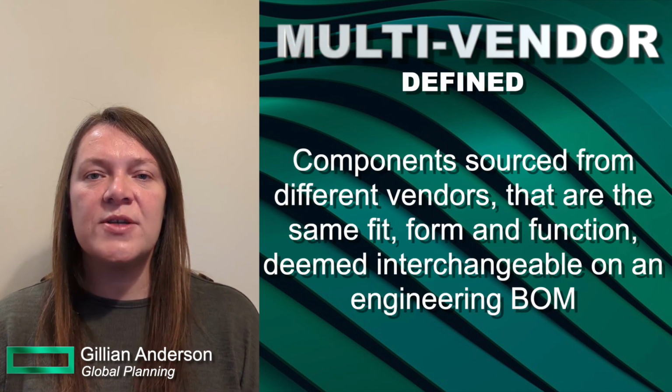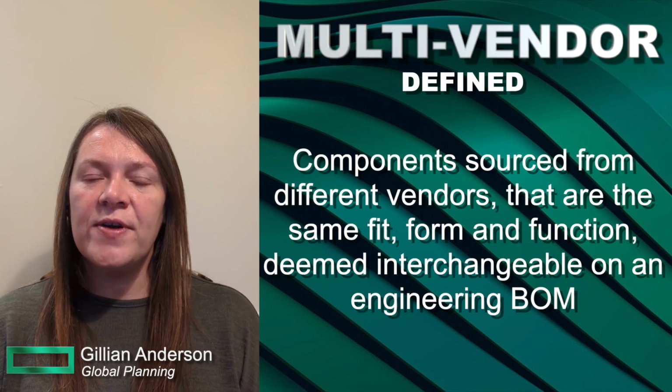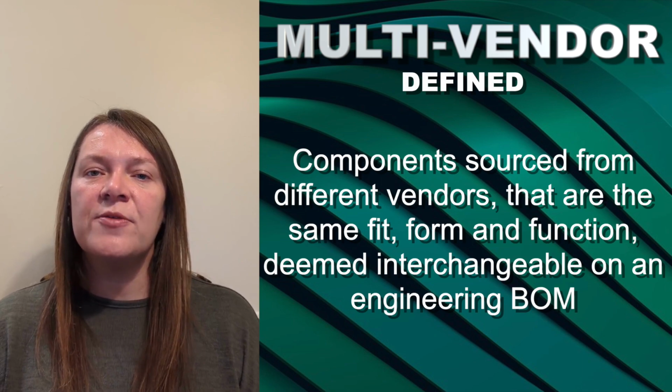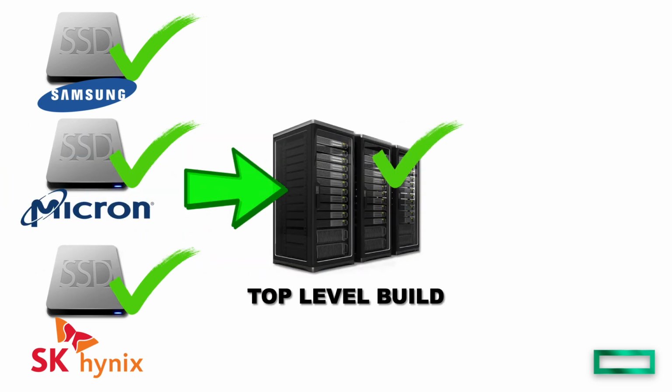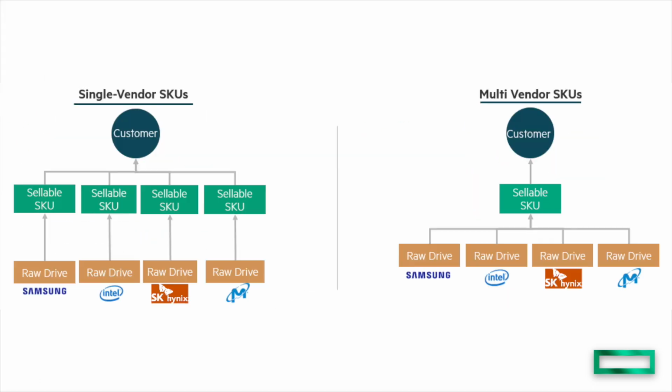The definition of multi-vendor is where we have components sourced from different suppliers that are the same form, fit and function and deemed interchangeable in a bill of material. So let's say you have 3 SSDs from 3 different suppliers. We have the flexibility to use all 3 drives in the manufacturing of that one product.